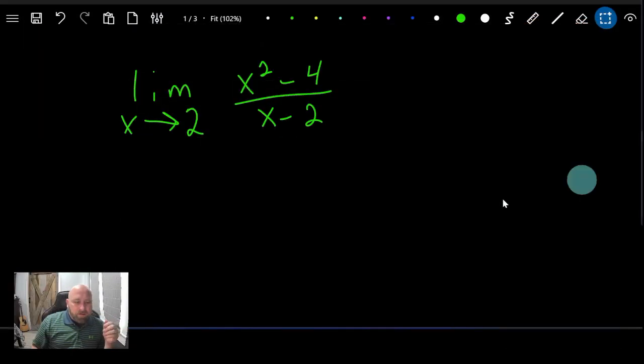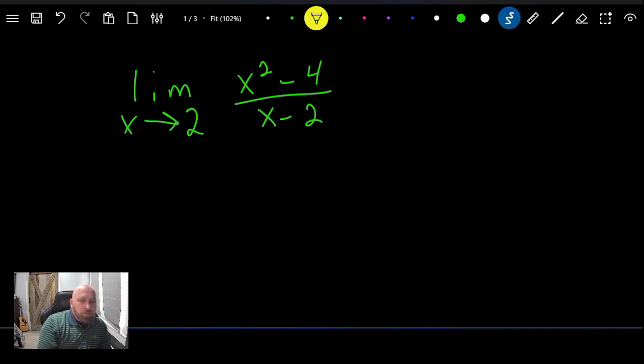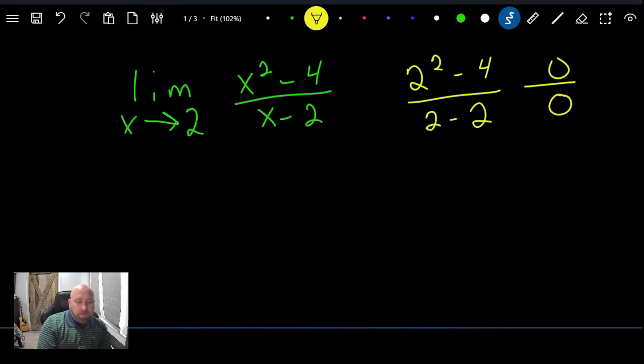So let's jump back over here to my computer and let's take a look at this problem. So we have the limit as x approaches 2. And so typically what you can do is just take this 2 and plug it in, and it will tell you what it's supposed to equal. But watch what happens here when we plug in 2. So 2 squared minus 4 over 2 minus 2. 2 squared is 4. 4 minus 4 is going to give you 0 over 2 minus 2 is 0.